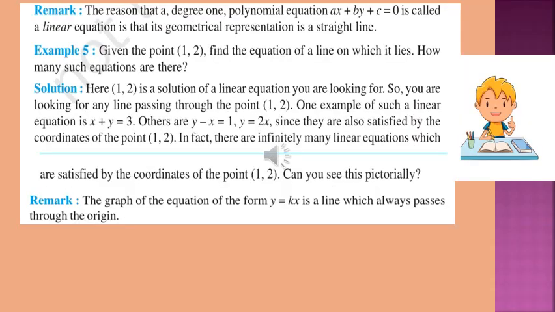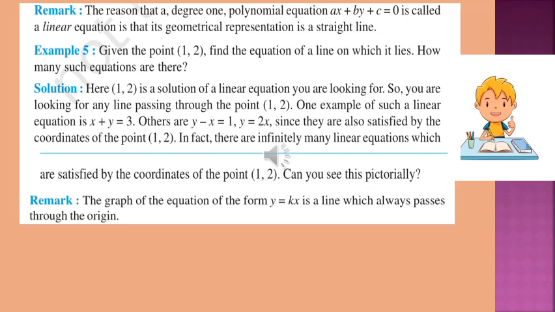The reason that a degree 1 polynomial equation ax plus by plus c equals 0 is called a linear equation is that its geometrical representation is a straight line. Now example 5. Here, given the point (1, 2), we have to find the equation of the line on which it lies. How many such equations are there?